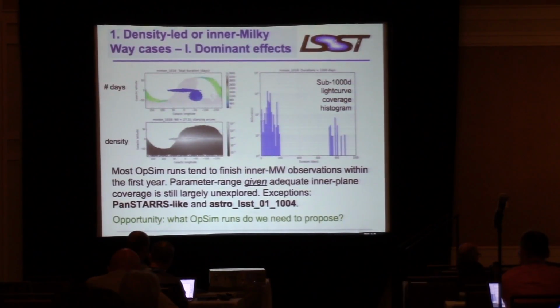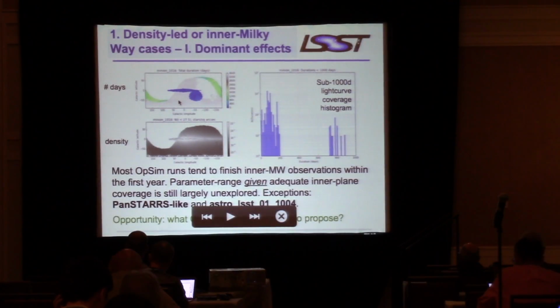Now, for the density-led or inner Milky Way plane-dominated cases, the figures of merit are in some sense easy because we know the answer before we begin. I think it's still true that there are only 2 of the OpSim runs that do anything in the inner plane after the first 200 days or so of the survey. So for many of the cases, there are these 2 dominant effects that really lead what you can do.